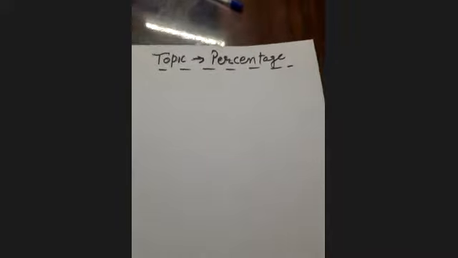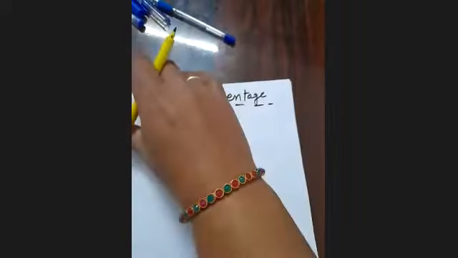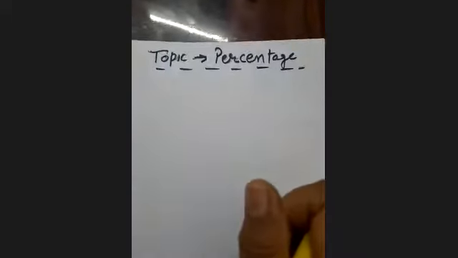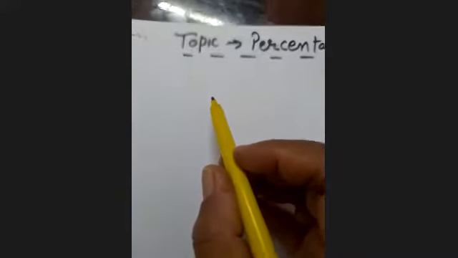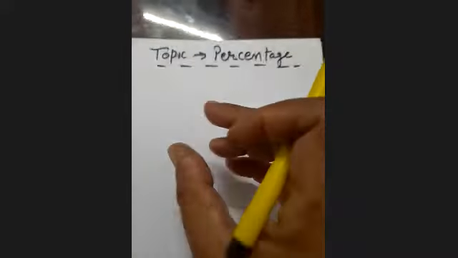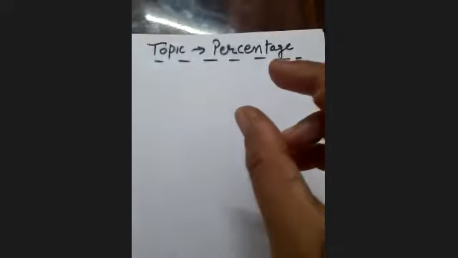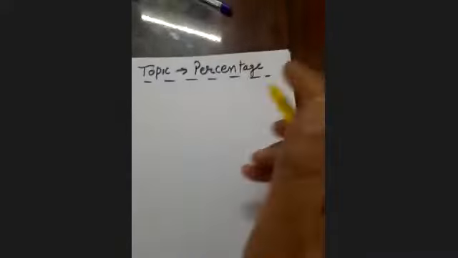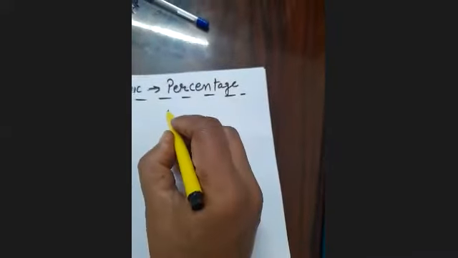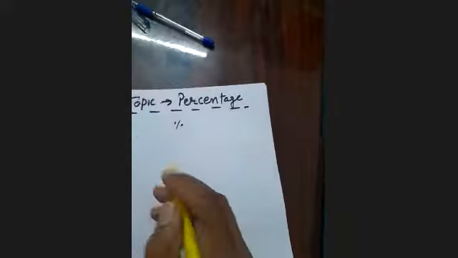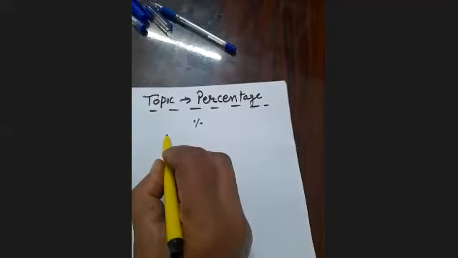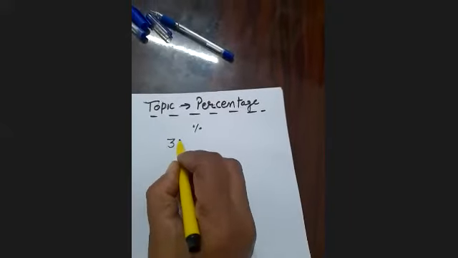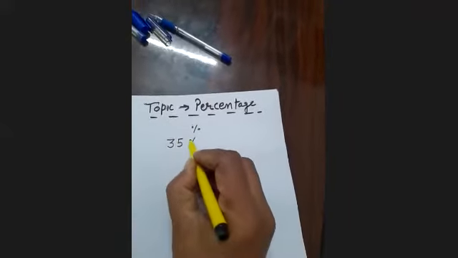Clear, students? So, percentage means out of 100. When we find the percentage, we find how many numbers or which quantity we find out of 100. So, percentage means out of 100. This is the symbol of percentage. Percentage will be written as, suppose you got 35%, we'll write 35 then the percentage sign.